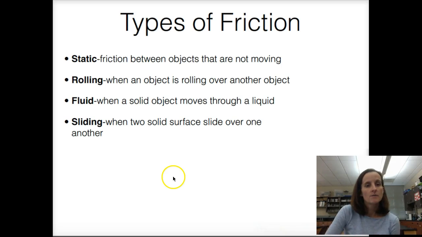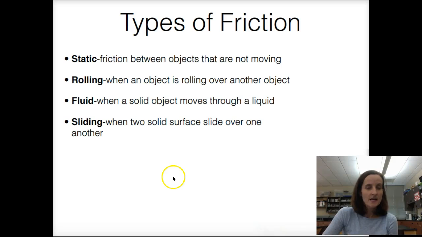Fluid friction is when a solid moves through a liquid or a gas, and this fluid can be water or air. A swimmer's hand moving through the water would be fluid friction. Also, a skydiver moving through the air would be considered fluid friction.